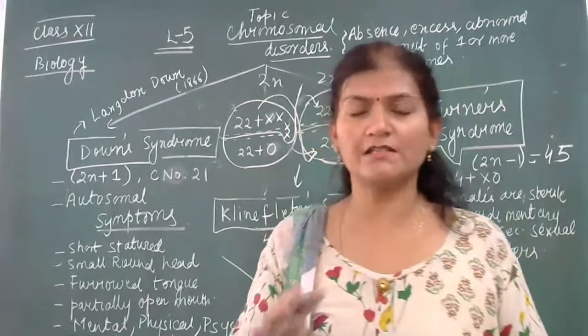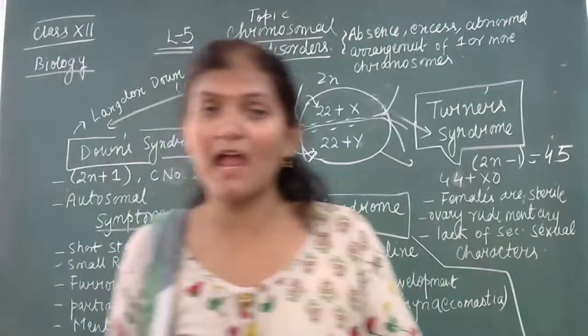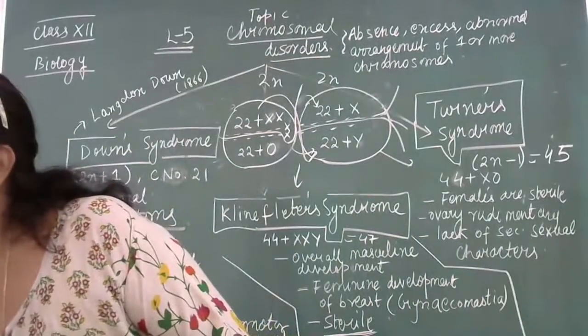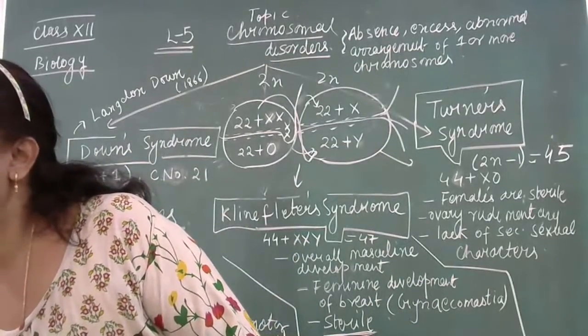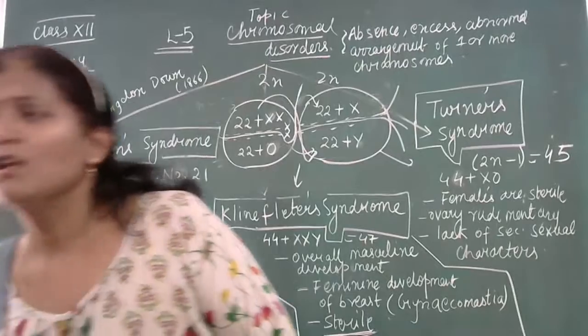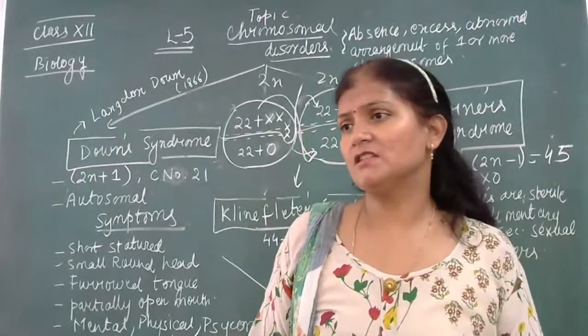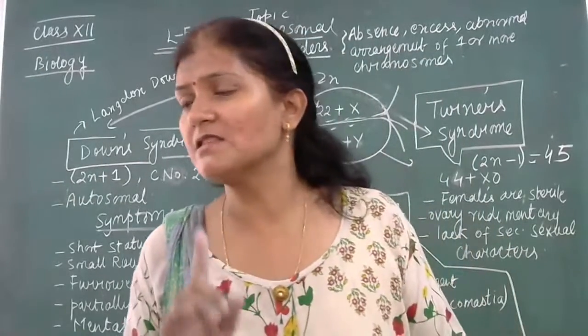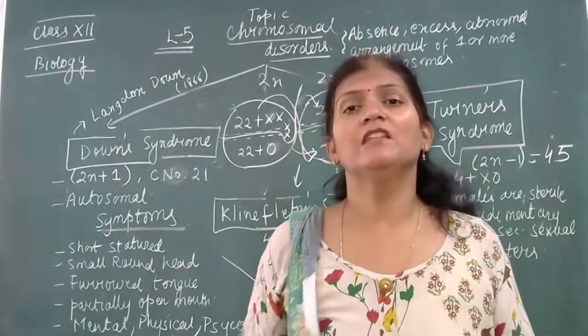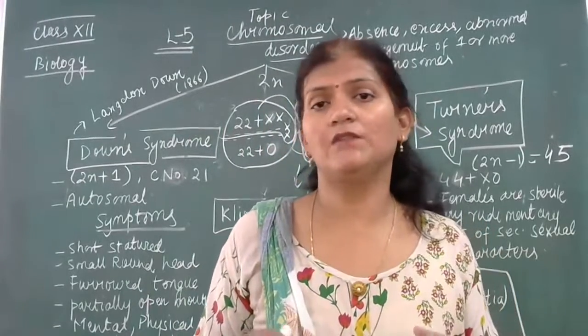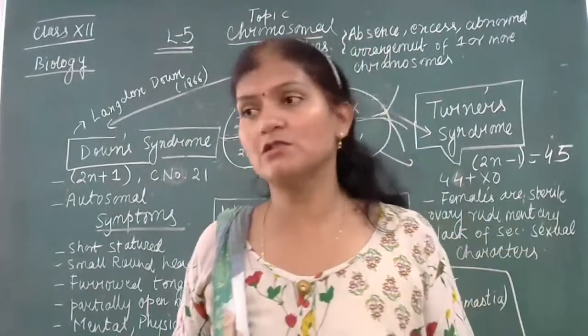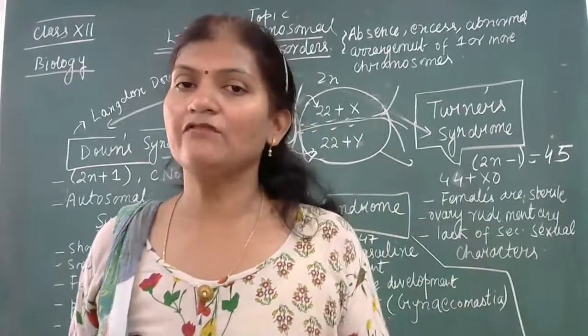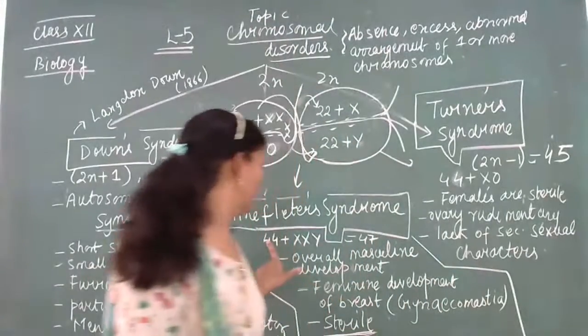One student: Just a minute, I have a doubt. If it is 44 plus XY, then it will be Klinefelter? No, it is not Klinefelter syndrome. If it is 44 plus XY, then it is a normal individual, and this is not Klinefelter syndrome. Klinefelter syndrome is 44 plus XXY.